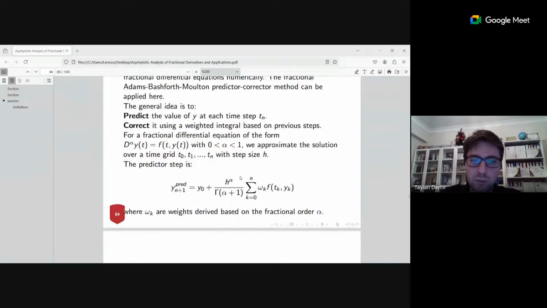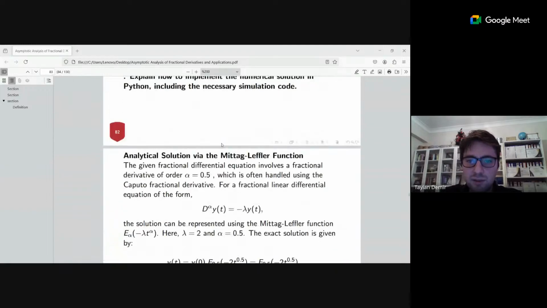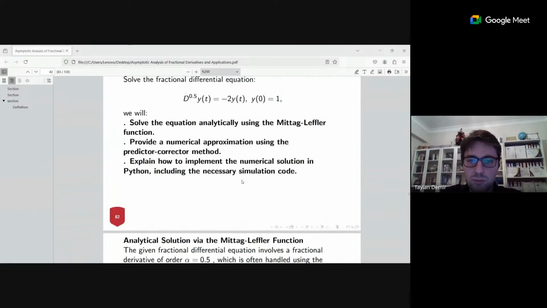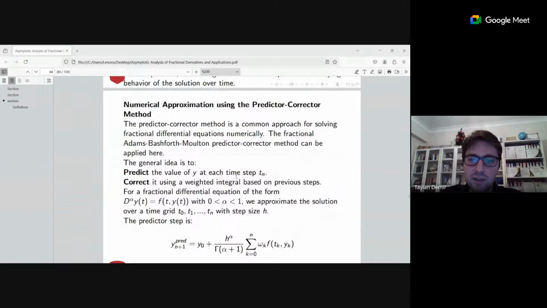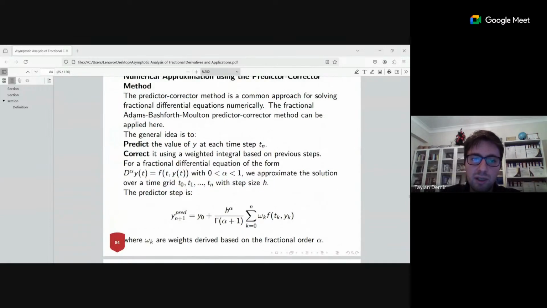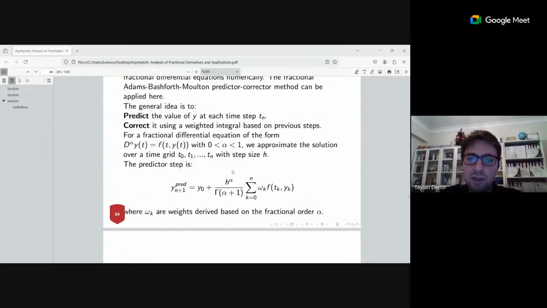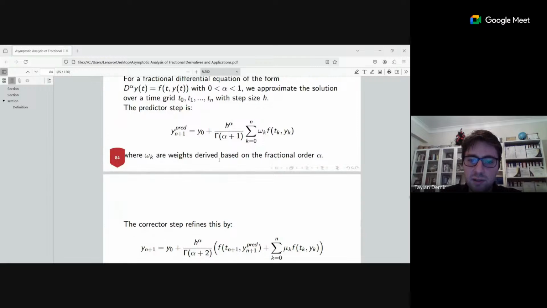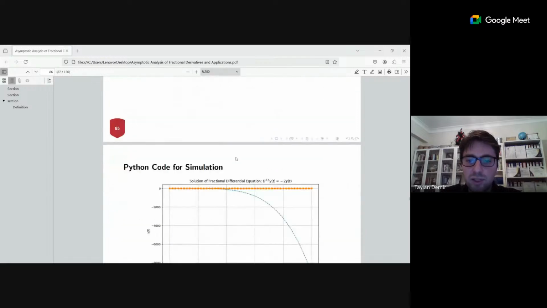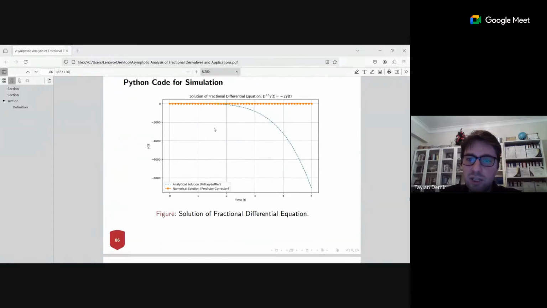this problem. But I used only the analytical solution with the Mittag-Leffler function. I did not need the Adams-Bashforth-Moulton predictor-corrector method. It is an alternative method to be understood. And I used several solutions step by step. This is the simulation of my example.